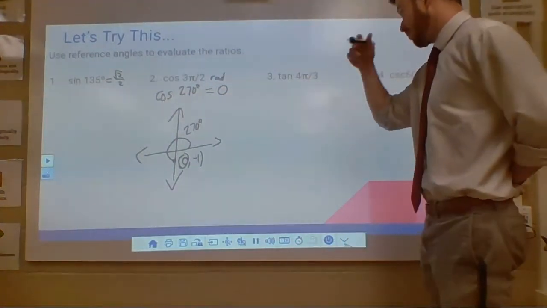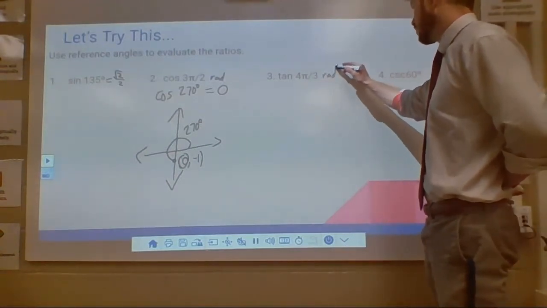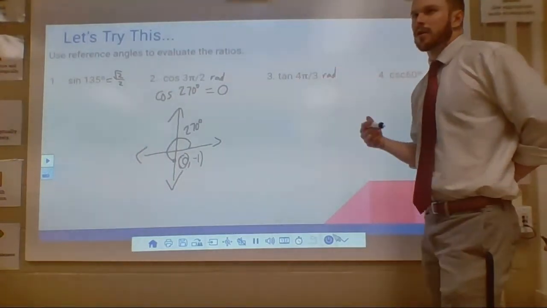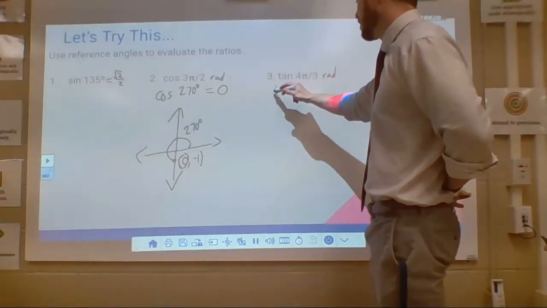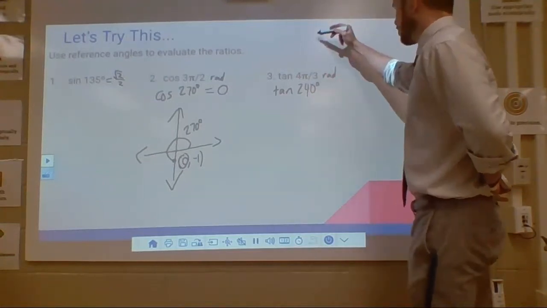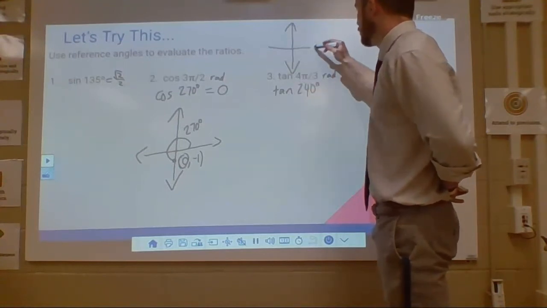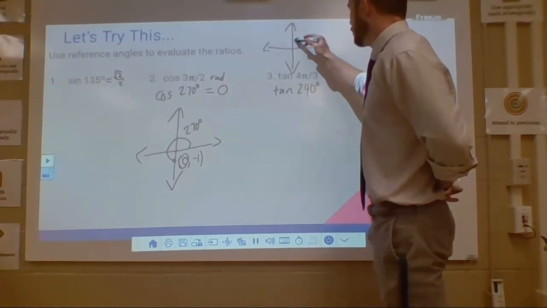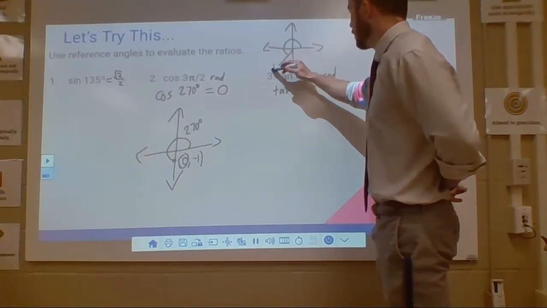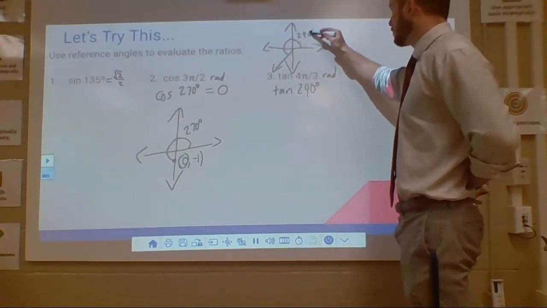Now let's look at number 3. Tangent of 4 pi over 3, again, radians. Should have included that. Well, 4 pi divided by 3. 4 times 180, that's 720. Divide that by 3, that's 240. So we'll say the tangent of 240 degrees. Let's draw that. I'm just going to draw it up here because I have some space. So we're going to go 90 degrees, 180 degrees, and another 60 degrees. All right. So that's a 240 degree angle.